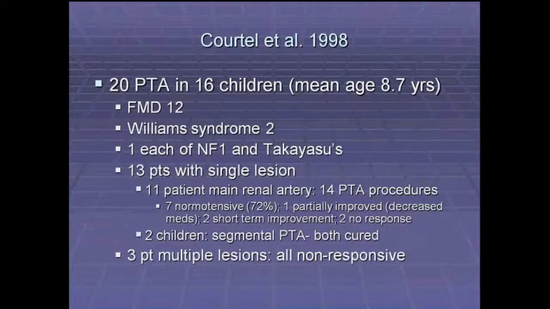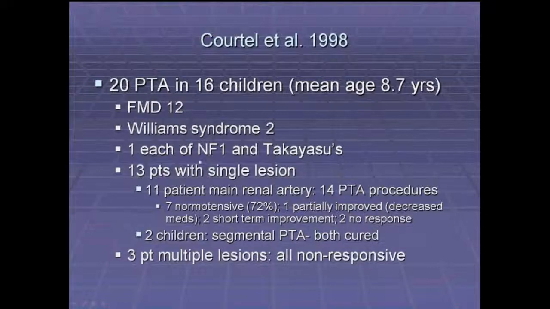Another group here, 20 children, 20 PTAs and 16 children. Again, vast majority had FMD. Some had underlying syndromes or vascular disease, right? 11 patients with main renal artery stenosis, 7 were normotensive. So, significant were cured, right? 2 children with segmental PTA, again, both cured.